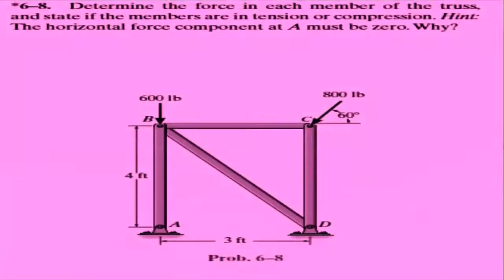Hello students, today we are going to do another numerical of the truss. It's quite different, so you will learn a lot from it. Here is the question written over here. Determine the force in each member of the truss and state if the members are in tension or compression. And a hint is given in the question that the horizontal force component at A must be 0.